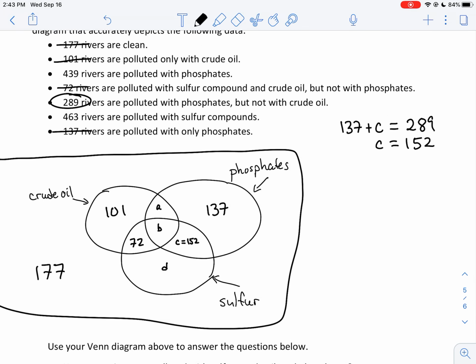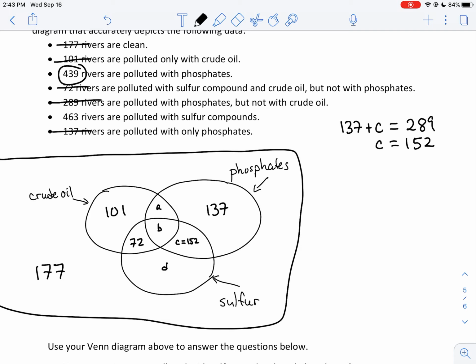Just so that this notation makes sense. Otherwise, if I erase the C, it's like, hey, what's this still referring to? I don't see a C, right? So I'm going to leave the C in my Venn diagram, and I've now used this bullet of information. Okay, so that leaves A, B, and D still.